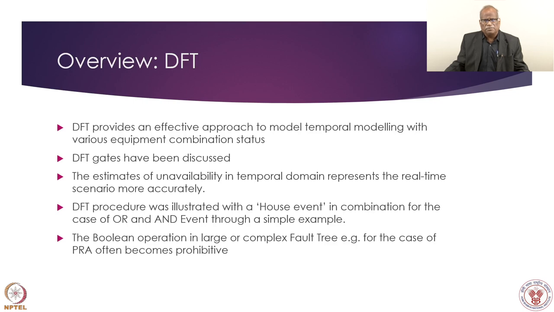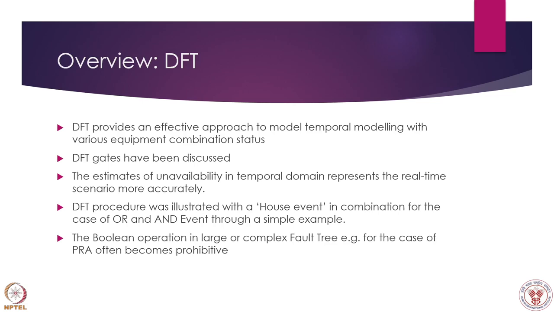This is one of the observations: the unavailability value in a static fault tree will be higher compared to a dynamic fault tree, because dynamic fault tree can remove the over-conservatism built into the assumptions, data and methods. DFT procedures illustrated the house event in combination with OR and AND, even though it was a simple example as I had mentioned, but it brings out the concept. The Boolean operation in a large or complex fault tree for the case of PRA becomes prohibitive. So though we see a few examples in the literature, if it has to become an acceptable method among researchers or even analysts, then it has to be a well proven, well benchmarked method, and it should be able to handle all the uncertainties of modeling, data and analysis.